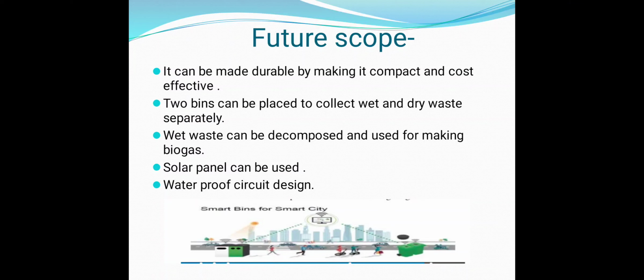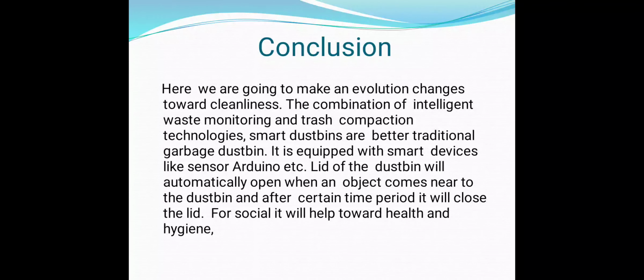Bins can be placed to collect wet and dry waste separately. Wet waste can be decomposed and used for making biogas. Solar panels can be used. Waterproof circuit design. Conclusion: here we are going to make an evolutionary change toward a clean life.